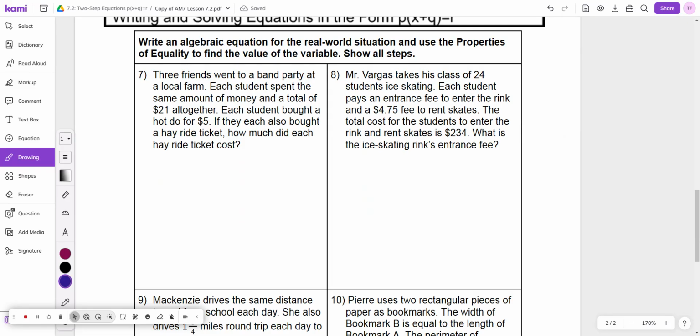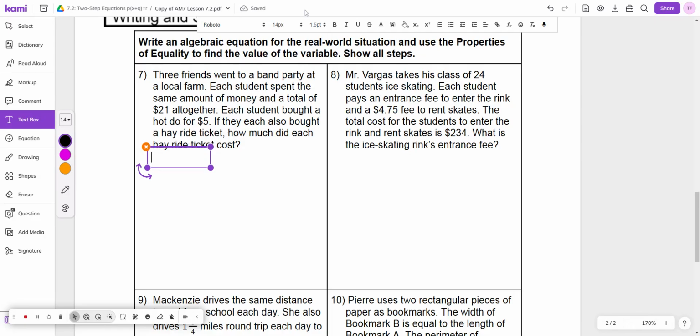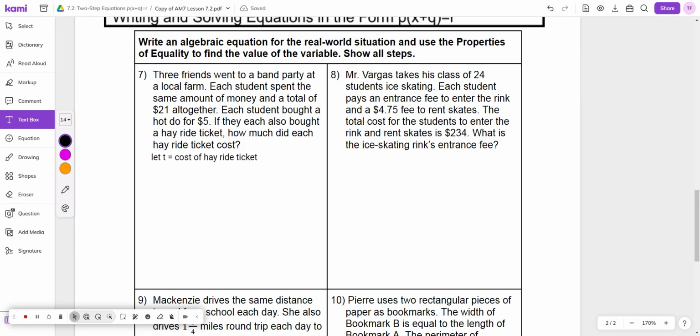So let's first write our let statement. So our let statement is just something to tell us what the variable is going to be and what it represents. So I'm going to switch to a text box and I'm going to type in here, let, I don't know, I guess we could choose. How about the letter T? Equal the cost of hayride ticket. Okay? So now we've decided what that is going to be.